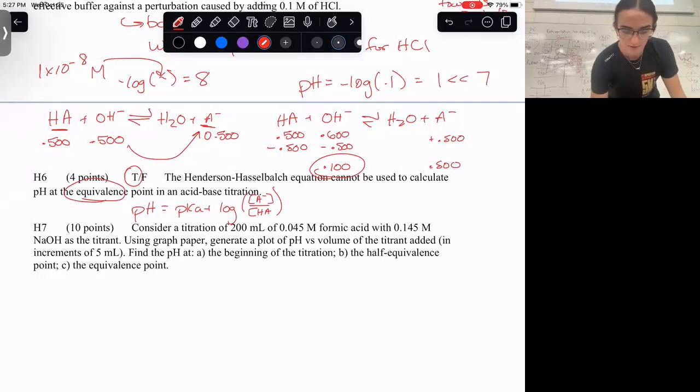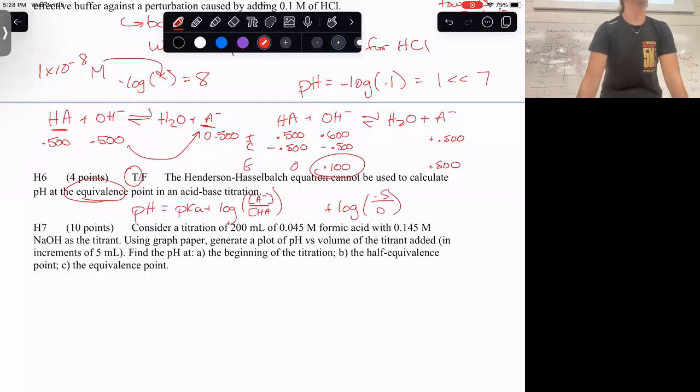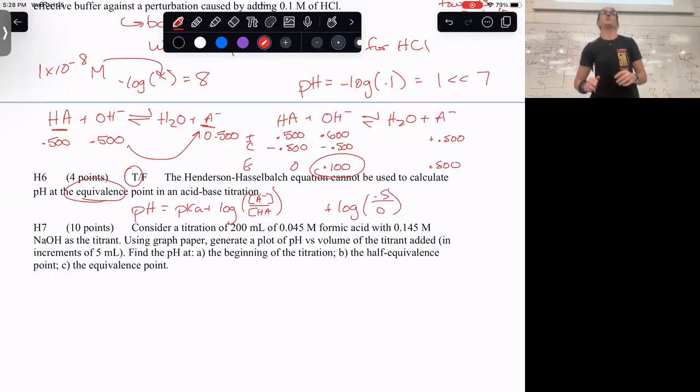So at equilibrium now, because this is an ICE table, you have 0 of your HA. If you plug this into the Henderson-Hasselbalch equation, you get plus the log of 0.5 over 0, and you can't have that 0 because that ends up being undefined. Any other questions?